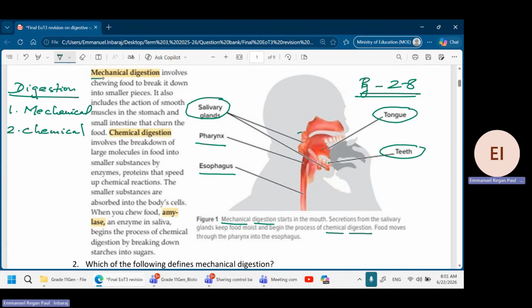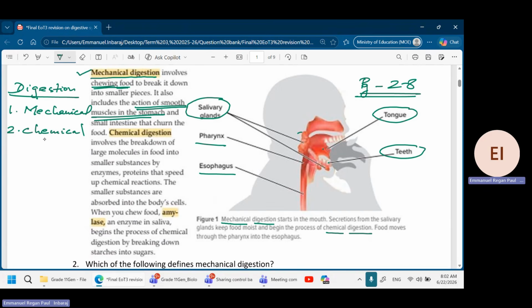So what happens in mechanical digestion? Mechanical digestion involves two things: chewing food and the action of smooth muscles in the stomach. Remember these two keywords. It involves chewing the food, that means you're breaking the food with the help of teeth. And the food also passes through these tubes by the action of smooth muscles. So these two are for mechanical digestion.